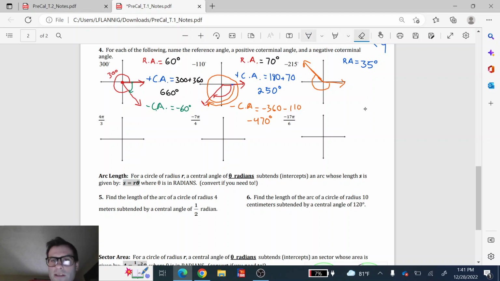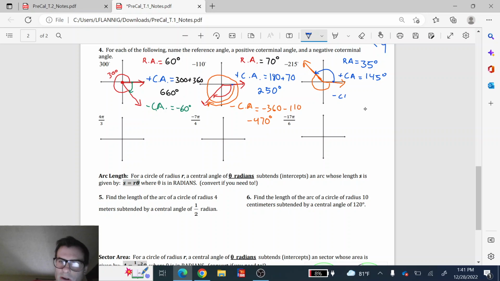Next, we have our positive coterminal angle. This one's pretty easy. This one starts from the standard position and then works its way to the line, which ends up being the 180 minus 35, which is 145 degrees. Again, it's the 180 minus 35, because I know the half way around is 180, and then you can subtract the reference angle.